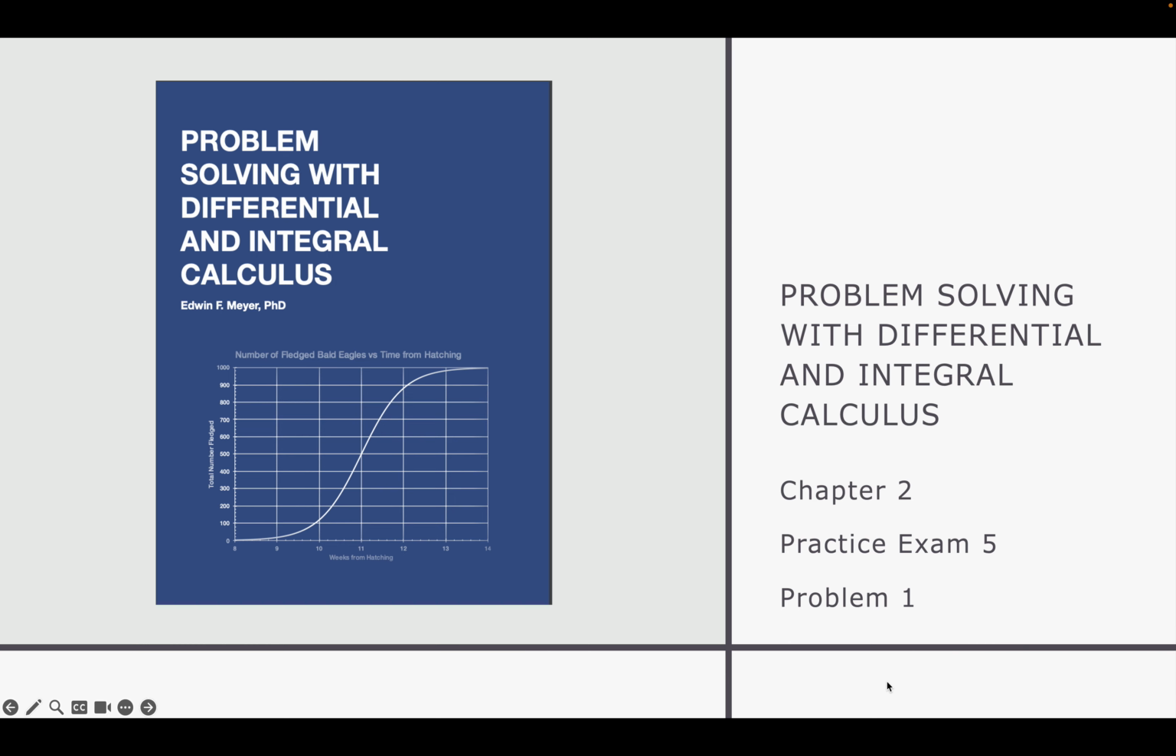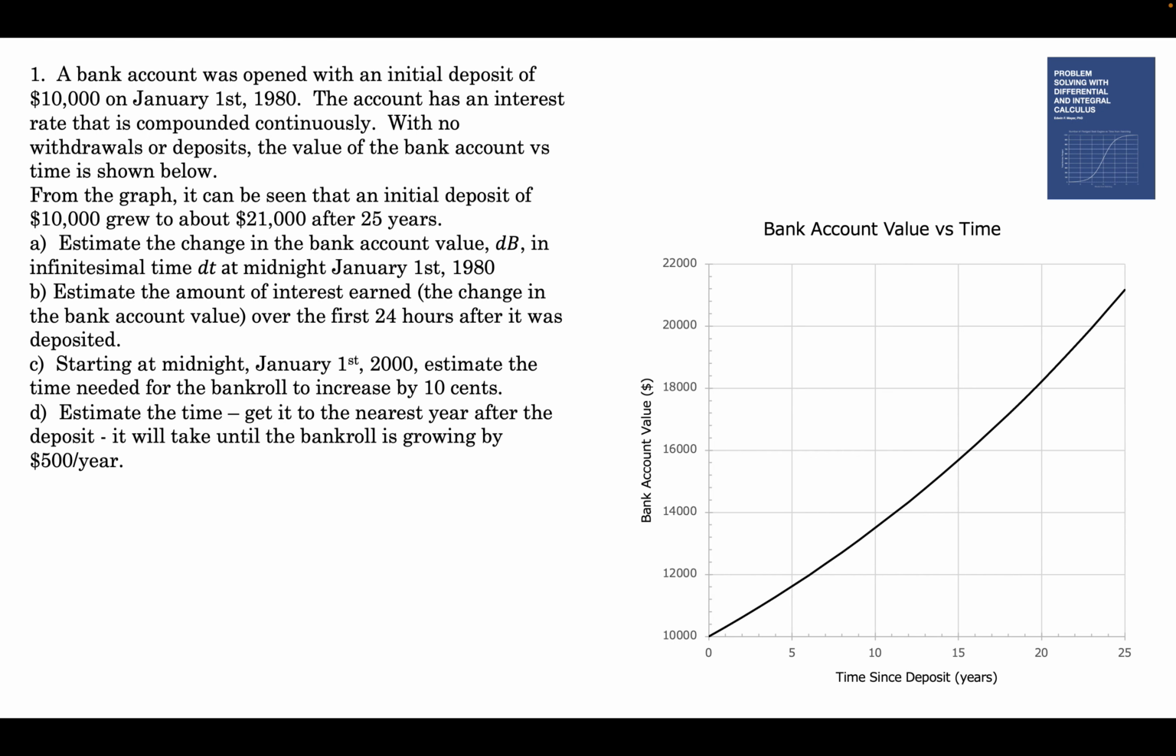This is problem 1 on practice exam 5 of chapter 2 in the book Problem Solving with Differential and Integral Calculus. It involves a bank account deposit of $10,000 on January 1st, 1980. It has interest that is compounded continuously, that is all the time. Every dt, they recalculate the interest. So there's the growth of the bank account. After 25 years, it goes from $10,000 to about $21,000.